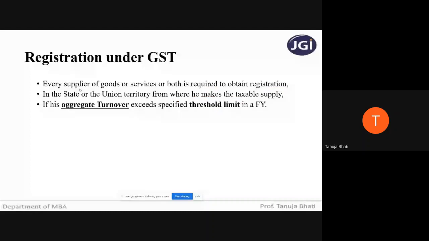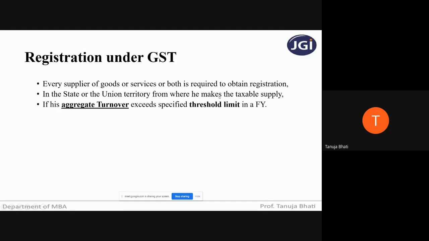Every supplier of goods or services or both is required to obtain registration. So every supplier who is supplying the goods or services, or providing both goods and services, is required to obtain registration. Okay, registration in which state? In the state or union territory from where he makes the taxable supply. So he has to get himself registered in that particular state or union territory from where he is making the taxable supply or providing the sales.